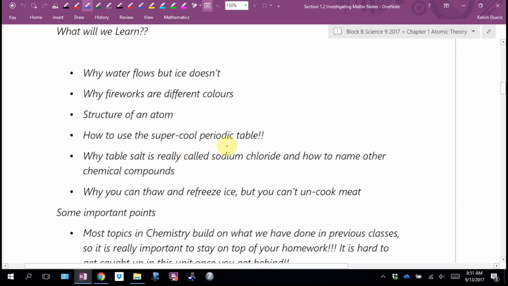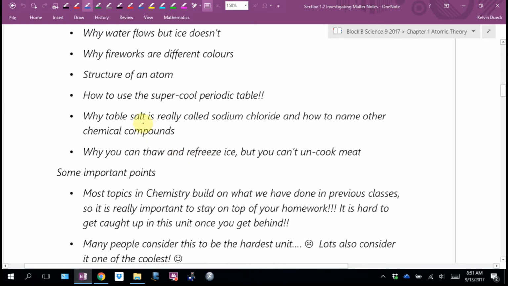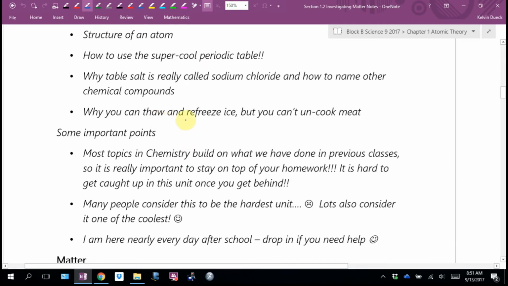We're going to learn the periodic table. We're going to learn why table salt is really called sodium chloride and how to name other chemical compounds. We're going to talk about why you can thaw and refreeze ice, but you can't uncook meat. Have you ever wondered that? I can make ice go from solid to liquid. I can do that. Why can't I somehow reverse a steak back to its original raw form?